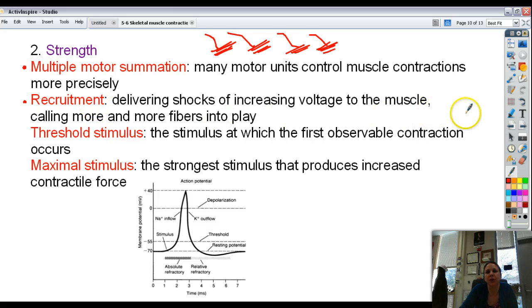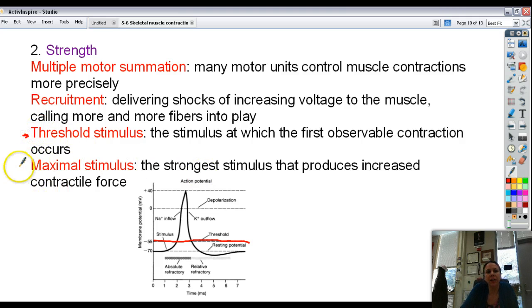If I deliver shocks of increasing voltage to the muscle, that's going to call more and more fibers into play. If I just do one shock, only a couple of fibers are going to respond. But the more shocks I give, and the higher the strength, the more and more fibers are going to want to contract as well. So I keep on shocking until I hit the threshold stimulus, which is the amount of voltage required in order to see an actual contraction. I could zap you and nothing happens, but there comes a point where you finally start twitching, and that would be the threshold stimulus.